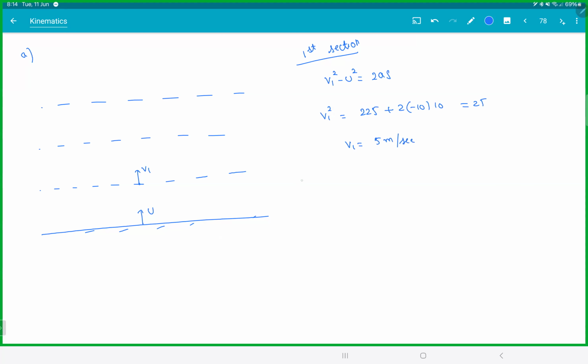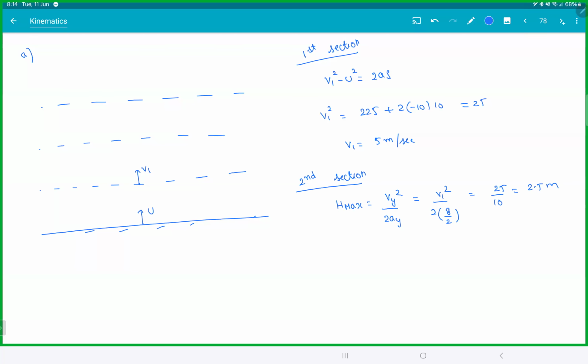You're getting it? Now for the second section, we need to check again. What is h max? The h max formula is Vy squared by 2Ay. So here Vy is V1, and what is Ay? g by 2. This you didn't do, Purvaja. You just took g only there also. So this would be 25 by 10, that is 2.5 meters.